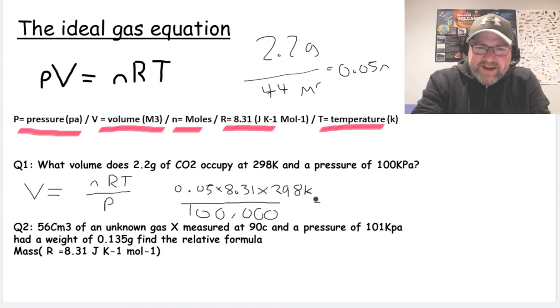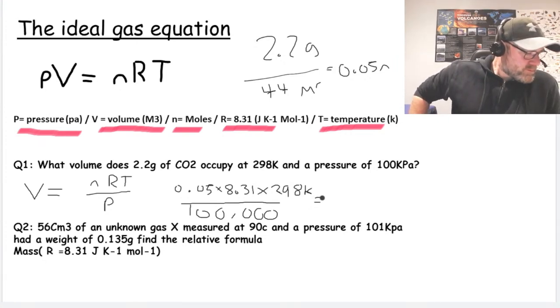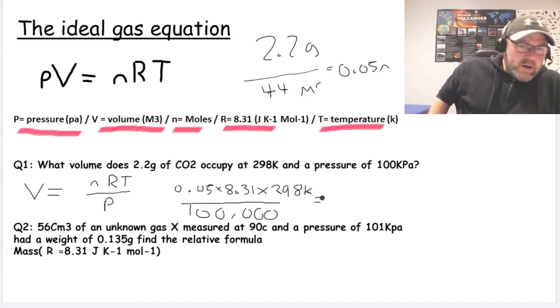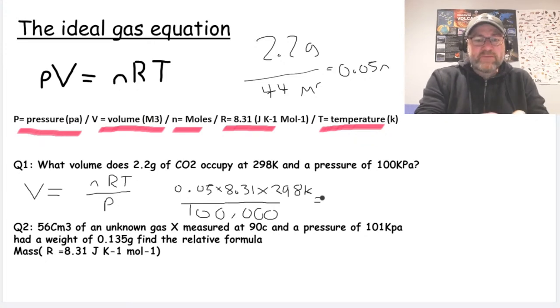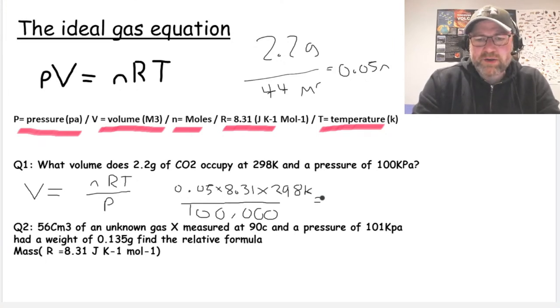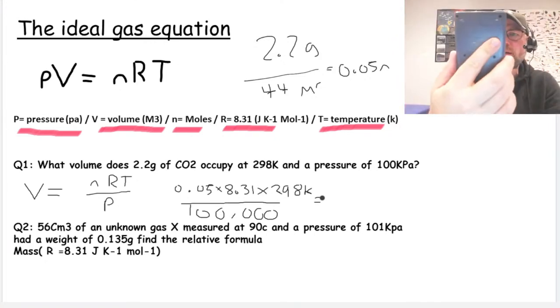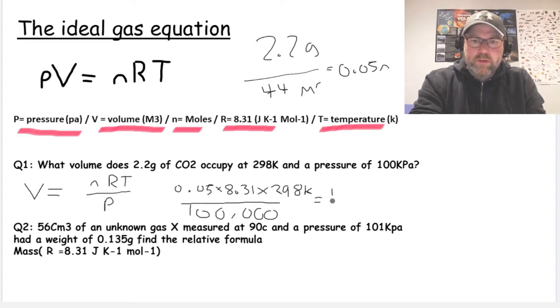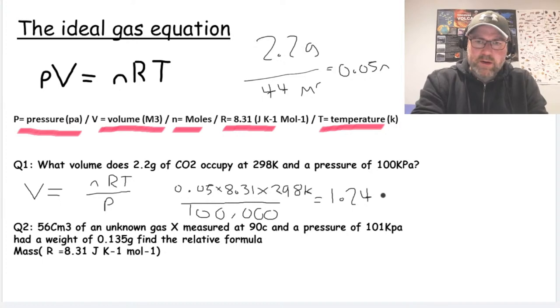Right, who can come up with the final answer here? Anyone got an answer? If you've got your calculator, if not, I shall do it here. 0.05 multiplied by 8.31 times 298 Kelvin divided by 100,000 equals, this is what I'm getting, guys, 1.238 times 10 to the minus 3. I'd probably do that to 2 dp, so we're going to round that to 1.24 times 10 to the minus 3. And what were they actually asking for?